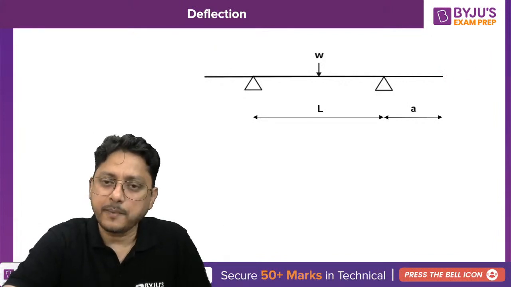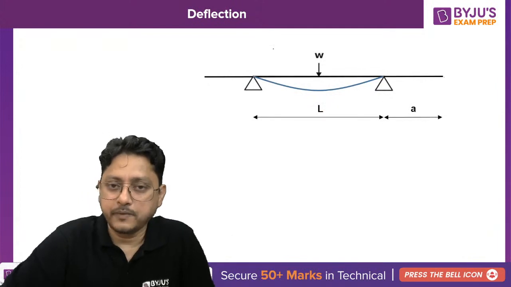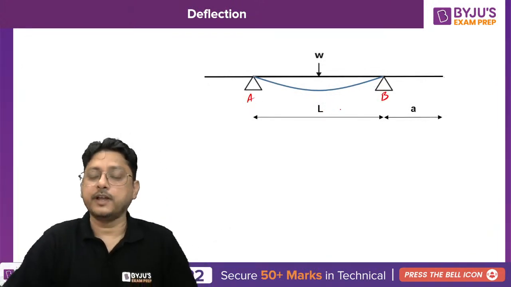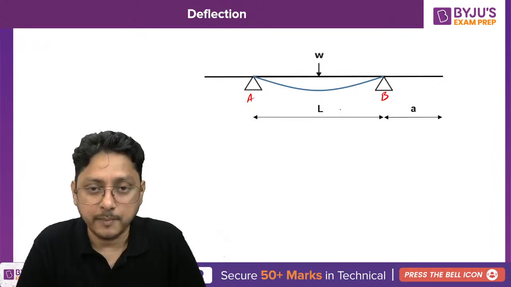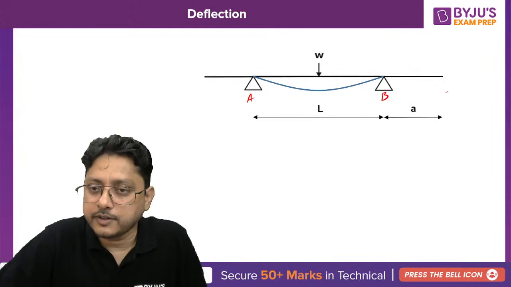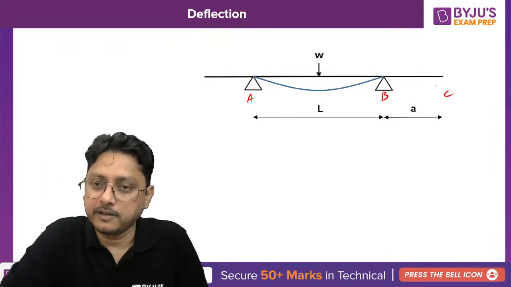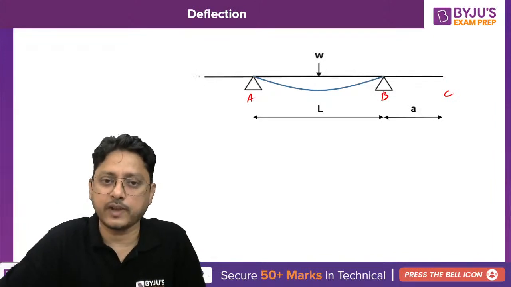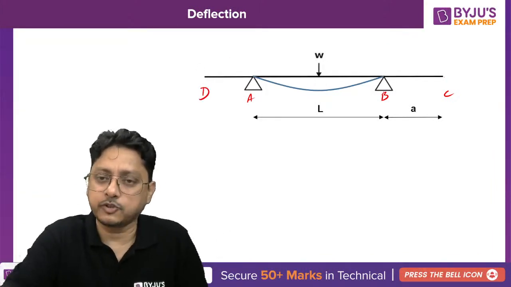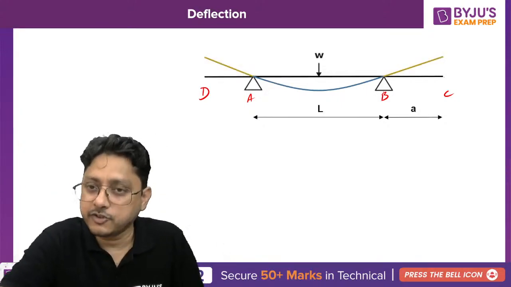You know that if you apply the load, the beam is going to get bent, because between support A and B you have a bending moment. But for the portion BC, suppose this is joint C, you don't have any bending moment. The bending moment on the section BC as well as on the section AD is 0. If you don't have a bending moment, that portion of the beam is not going to bend. It will remain straight.